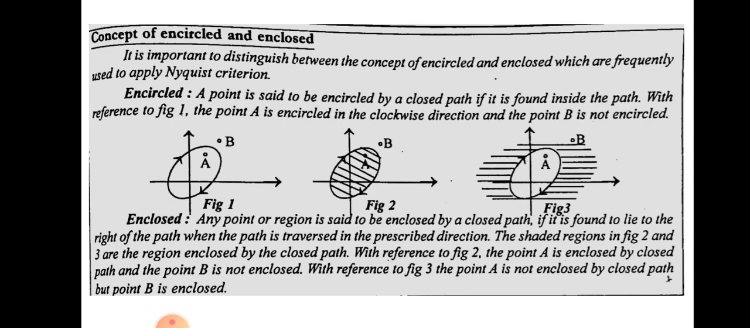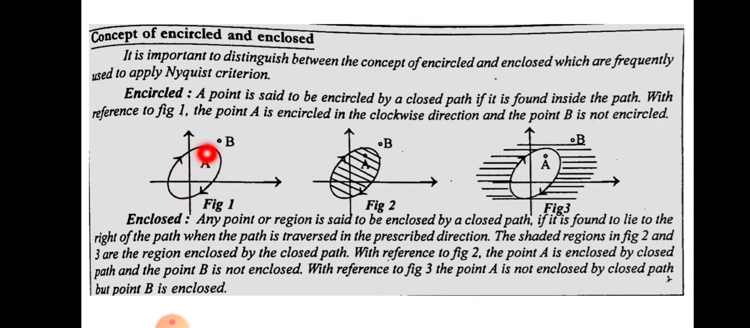In this figure 1, you can see that there is a circle, and the arrow indicates that it moves in the clockwise direction. There is a point A inside this contour and also a point B outside this contour. A point is said to be encircled by a closed path if it is found inside the path, and here you can see that A is within the path which is shown here.